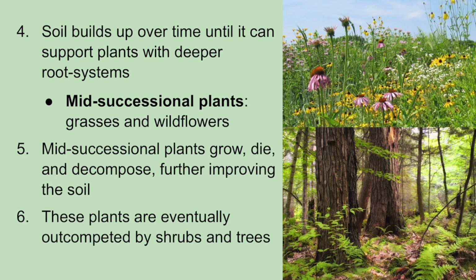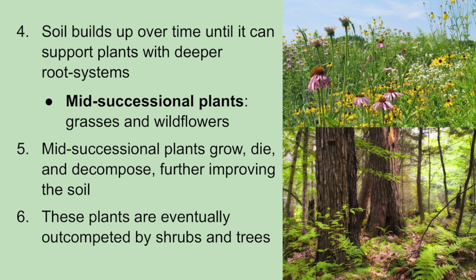Once that soil has developed enough to support larger organisms, those mid-successional plants will eventually be outcompeted by shrubs and trees. And the first shrubs and trees that will come into the area to begin growing are ones that are easily dispersed by the wind or bird droppings. Also, those organisms will grow well in full sun.